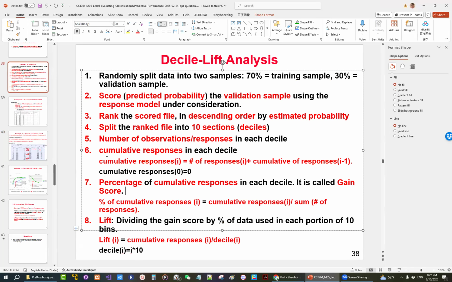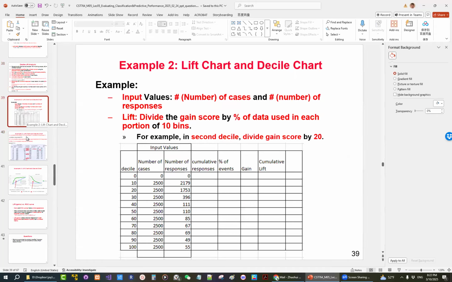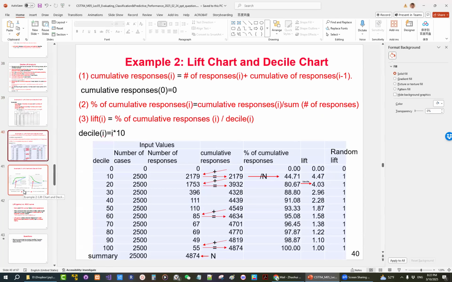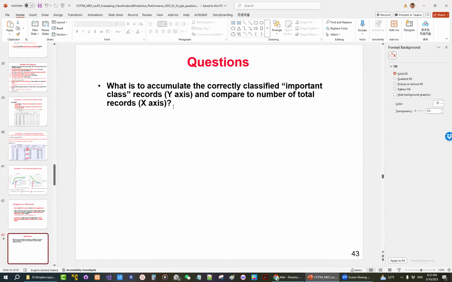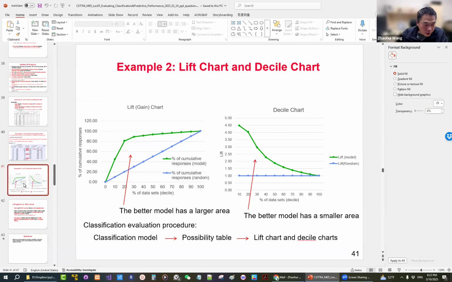I'm sorry, I have a question. I thought the question was asking about the analysis and the data that's in the lift chart and the decile chart on page 41, right? Yeah, these are the charts.